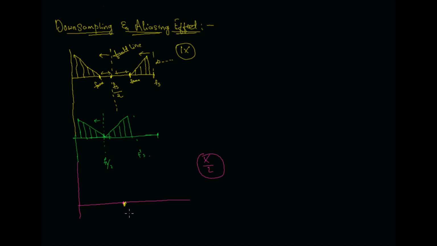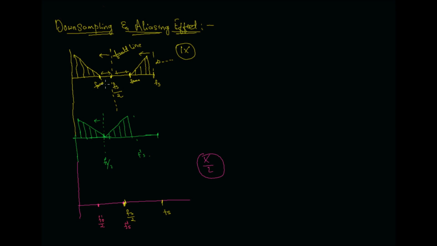This point was originally fs by 2, and this point is approximately here, so this is fs, correct? And the spectrum was, we had seen, this is how the spectrum was. Now I am downsampling it by a factor of 2. So if I downsample, then my new sampling frequency, I will call it f dash s, is going to fall here, right? This will be the new sampling frequency, and its corresponding half, f dash s by 2, is going to fall here, correct?